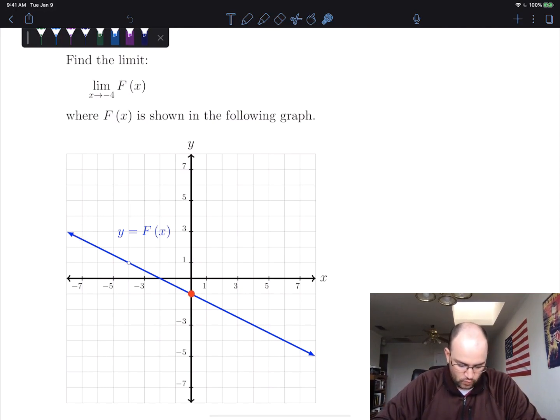Now notice that the y-intercept is -1, and it looks like we have going down 1, right 2, so that means a slope of -1/2. So y-intercept of -1, slope of -1/2.